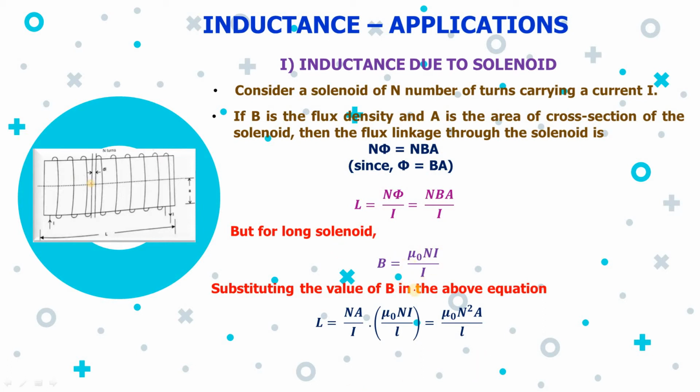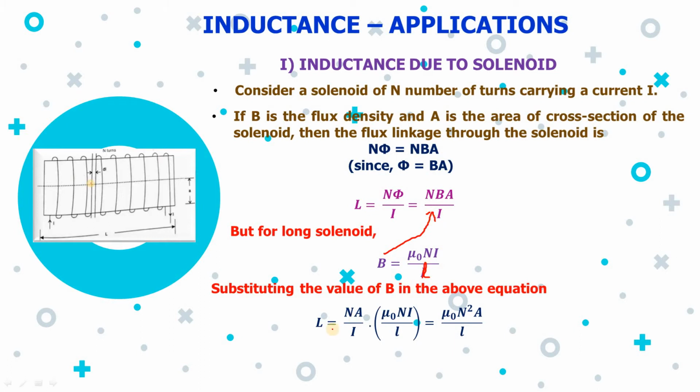So this is for a long solenoid. For a long solenoid we already derived all these things. For a long solenoid B is equal to mu naught into N I by l. So substitute the value of B in the above equation.